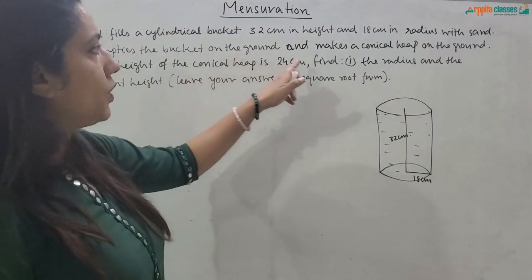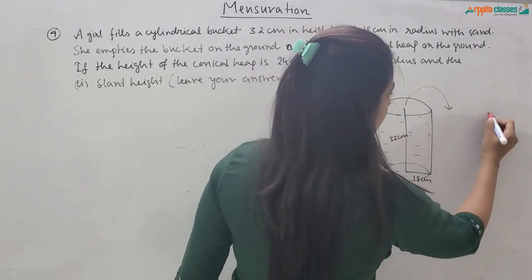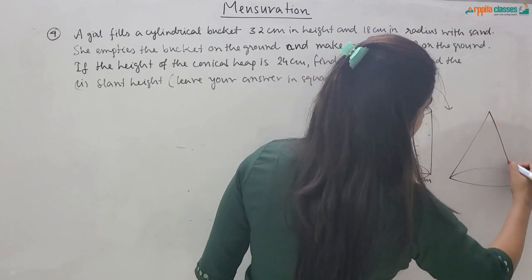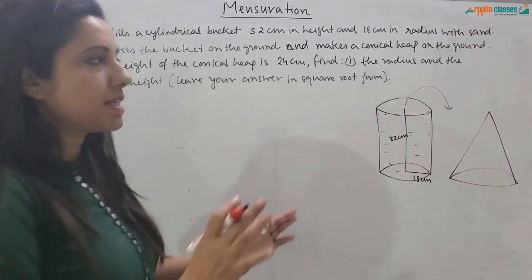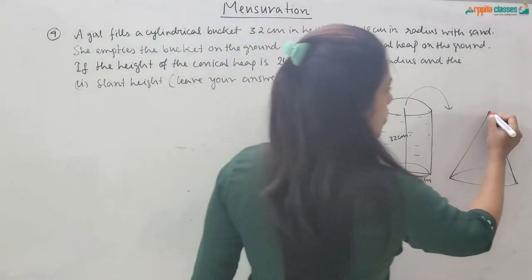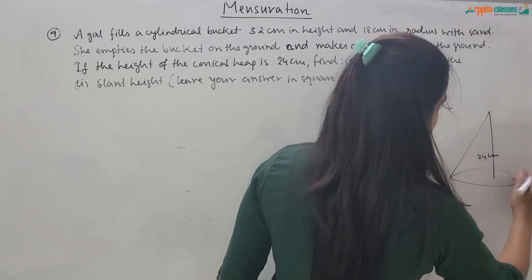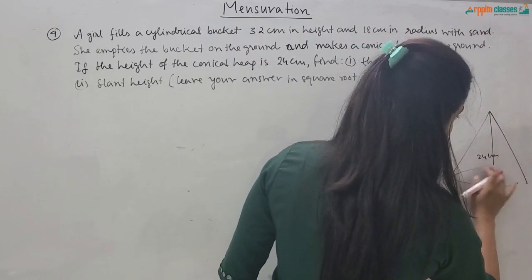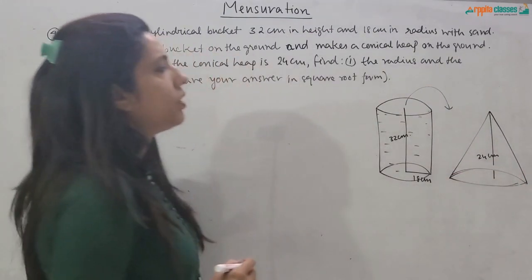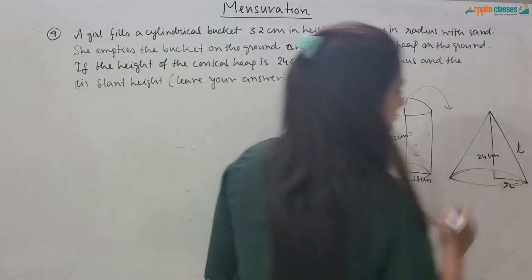She empties the bucket on the ground and makes a conical heap. Now this is emptied on the ground and a conical heap is made like this. This is a conical heap which is made by this sand. The height of the conical heap is 24 centimeter. So this is 24 centimeter. You understand, it is symmetrical. We have to find out the radius of the conical heap R and the slant height of the conical heap.